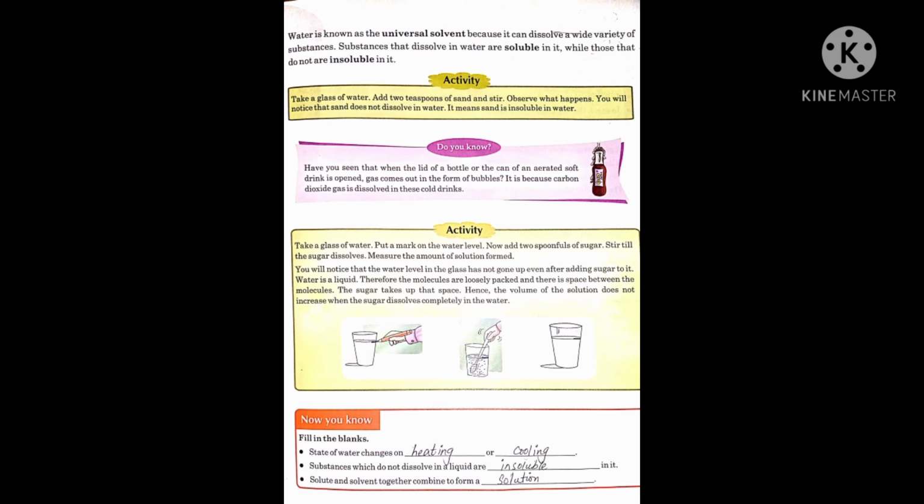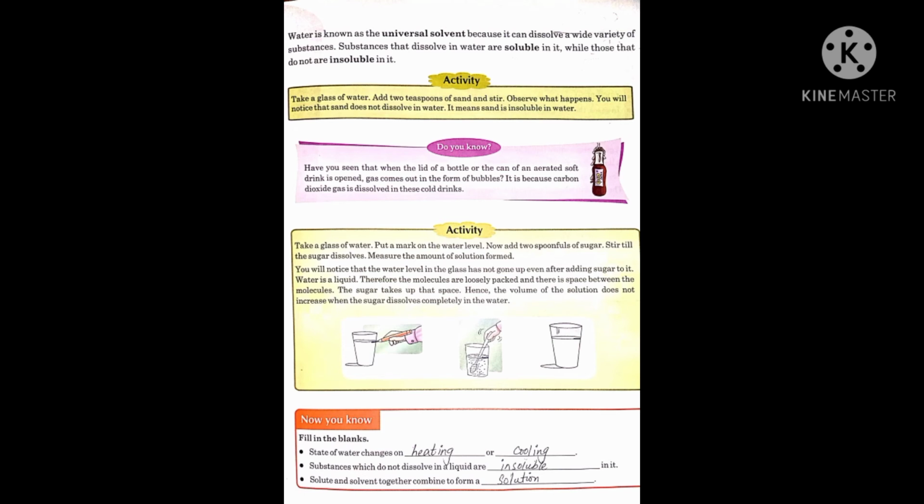Take a glass of water, put a mark on the water level, add 2 spoonfuls of sugar, stir till the sugar dissolves. You will notice that the water level in the glass has not gone up, even after adding sugar to it. The molecules are loosely packed. The volume of the solution does not increase when the sugar dissolves completely in the water.